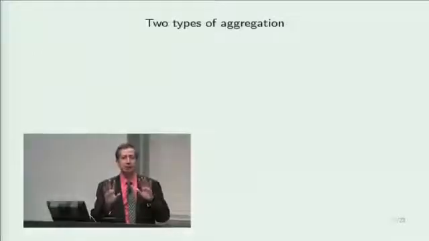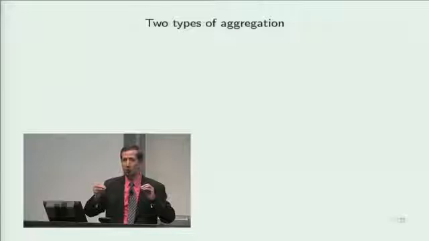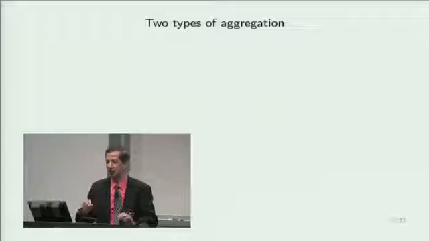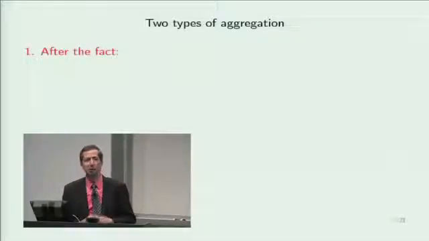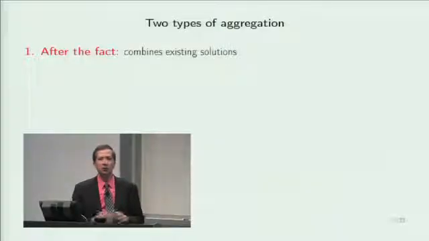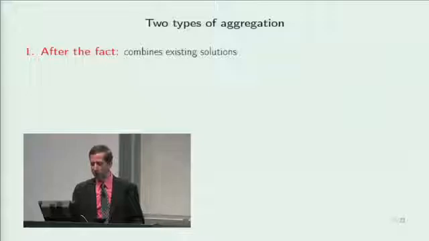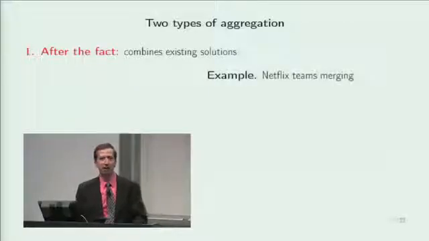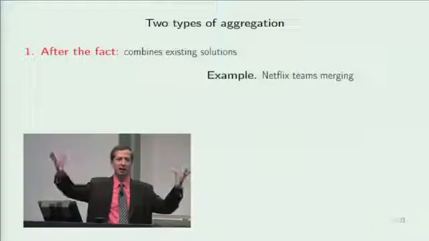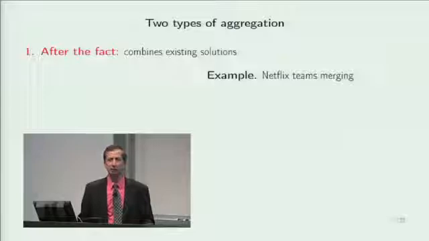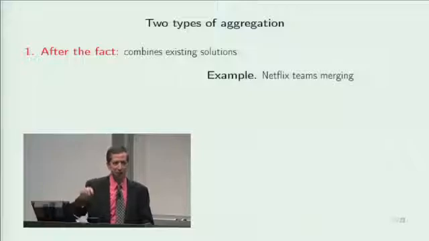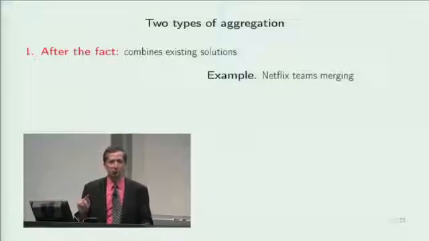Now, there are two types of aggregation, and I'm going to call them certain names for lack of a better word, but they are really different categories, and I wanted to emphasize this point. One of them I call after the fact. What does that mean? It means that you already have solutions. For example, remember the Netflix guys? You have the crowdsourcing, and you let the problem out. Everybody tries hard and gets a solution. Now you would like to combine these solutions. These solutions exist. They were developed with a view to performance individually. Nobody was thinking about putting them together.